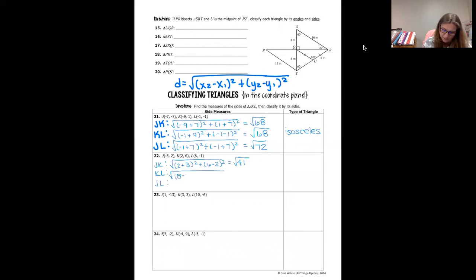So 8 minus 2 squared plus negative 1 minus 6 squared is the square root of 85. So already we know it's not equilateral, because depending on what this next one is, it could be scalene or it could be isosceles. So this is 8 plus 3 squared plus negative 1 minus 2 squared, which is the square root of 130. All three are different, so this is scalene.